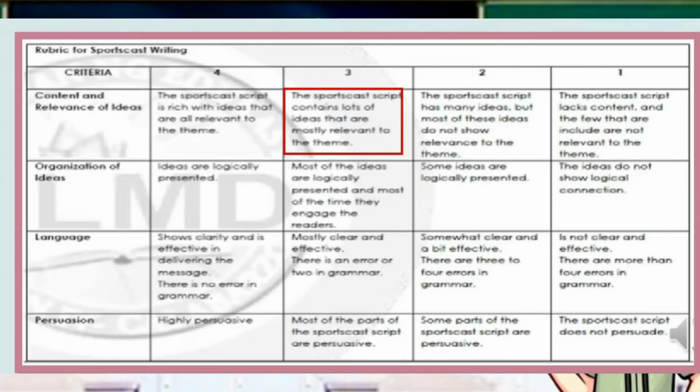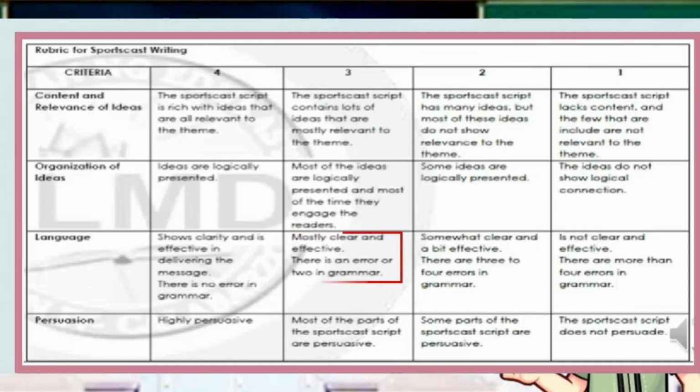You will get 3 points if the sportscast script contains lots of ideas that are mostly relevant to the team. Most of the ideas are logically presented and most of the time they engage the readers. Mostly clear and effective. There is an error or 2 in grammar. And most of the parts of the sportscast script are persuasive.